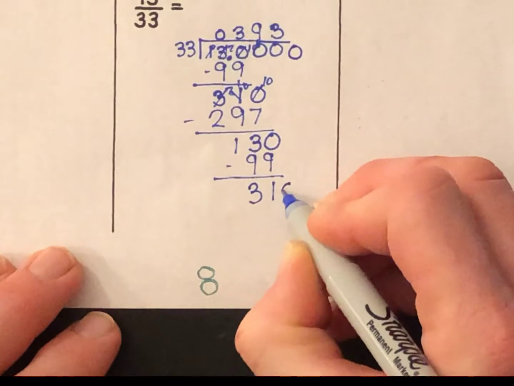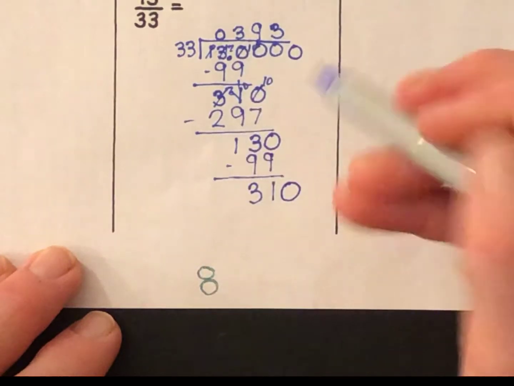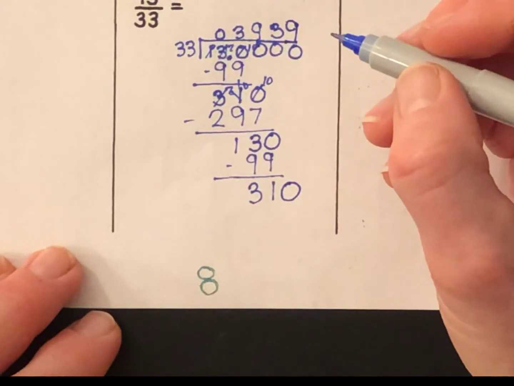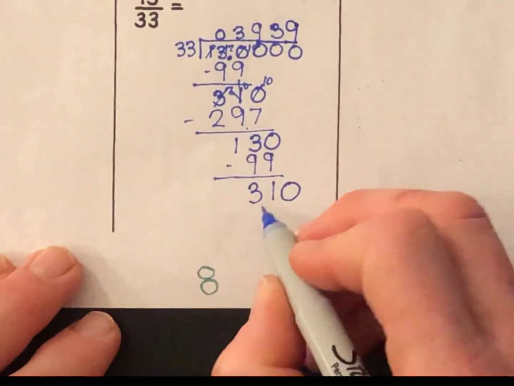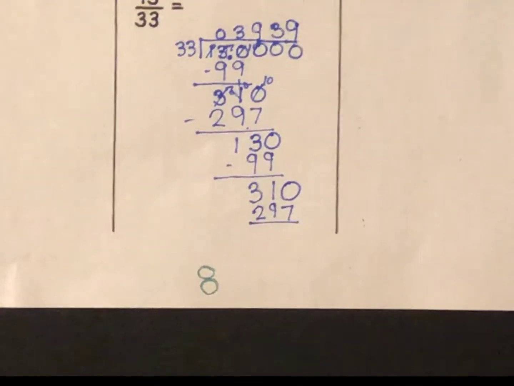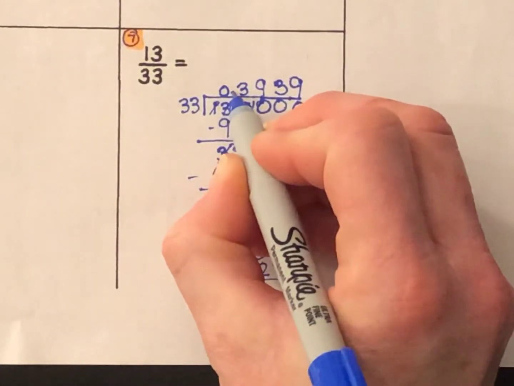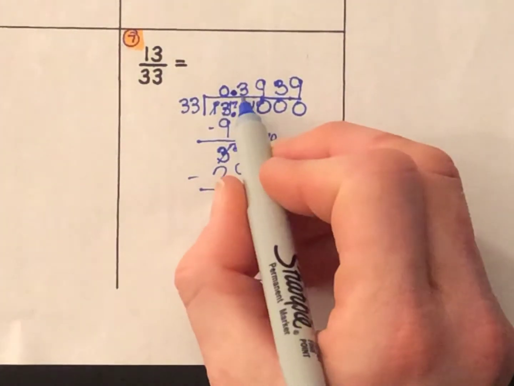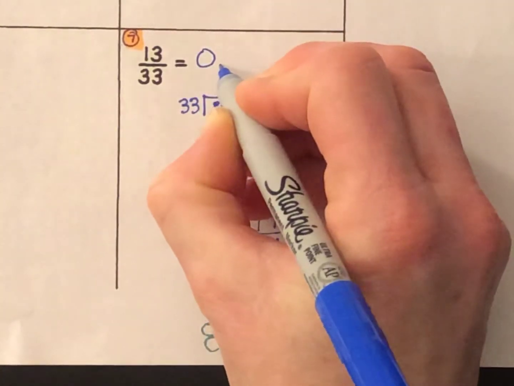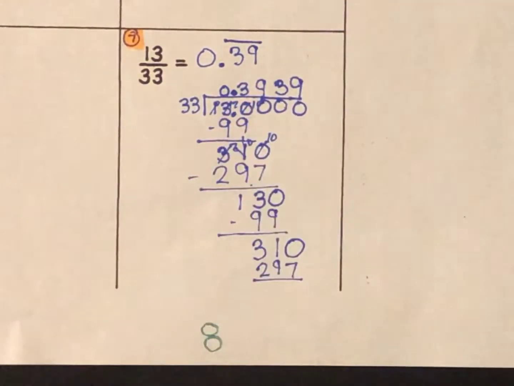Bring down the 0. 33 goes into 310 9 times. I got it now. 9 times 33 is 297. I think we've established a pattern here. Bring my decimal up. And I've got 0.3939. So 39 is repeating. So 0 and 39 hundredths with the 3 and the 9 repeating.